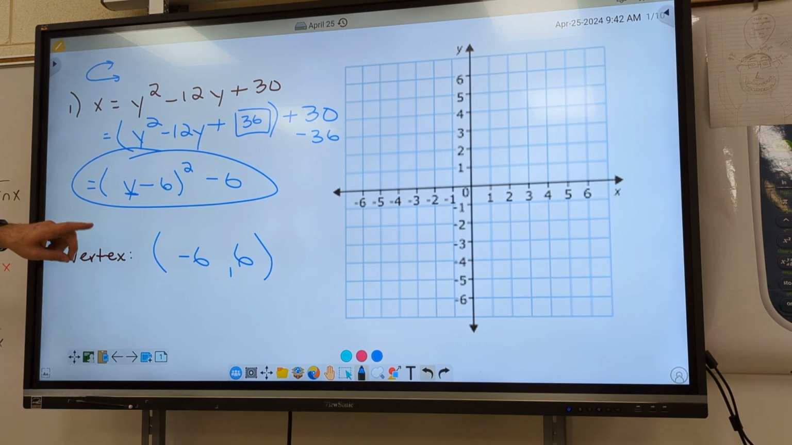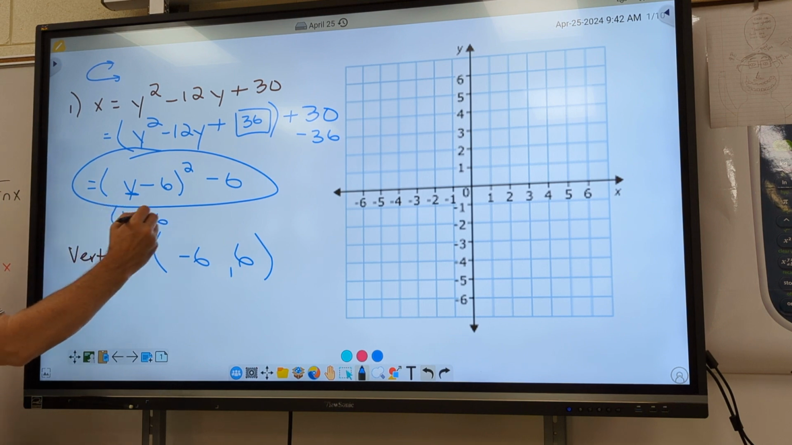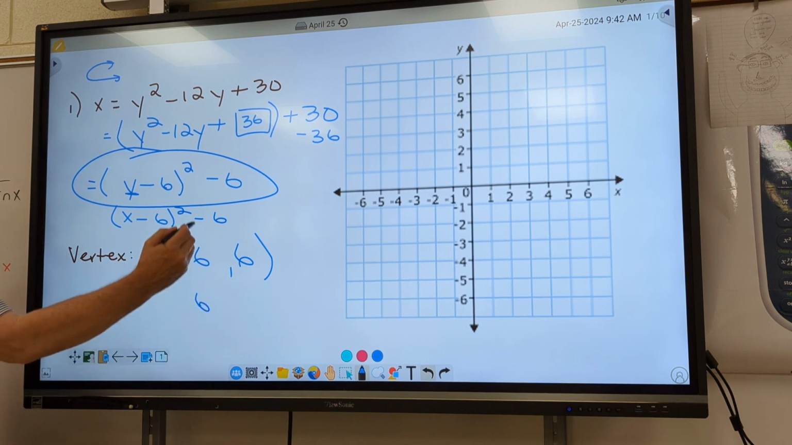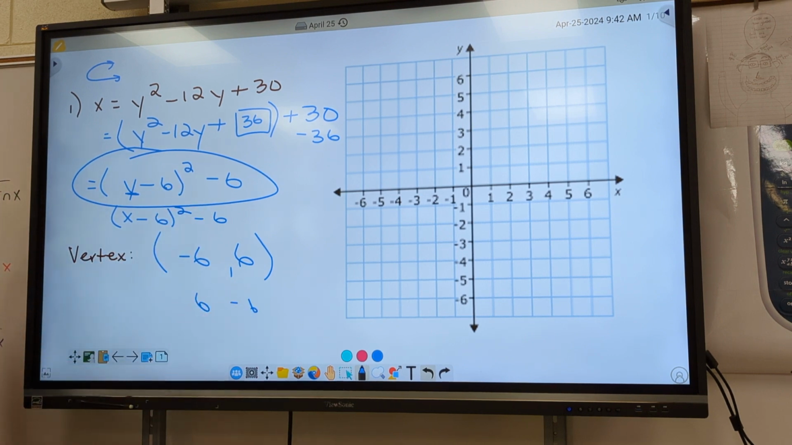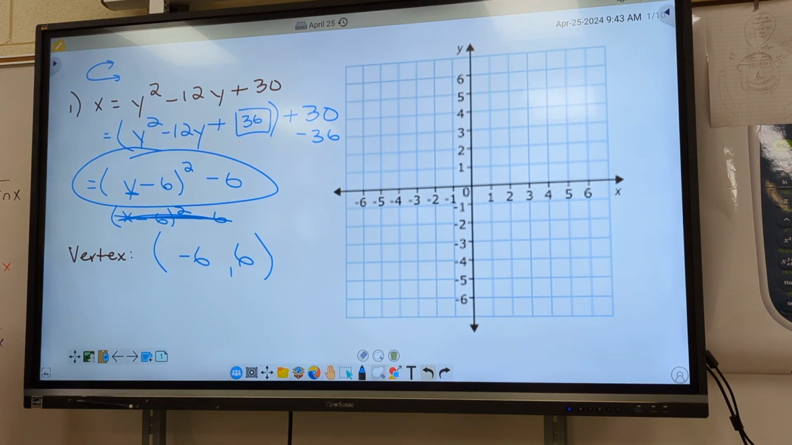All right, that's one change. Before, it was like this, Tegan. It was x minus 6, not y minus 6. So we would put positive 6 on the x side, negative 6 on the y side. But now since they flipped the variables, positive 6 has to go in the y spot, which is the second spot. All right, so again, that's one change.